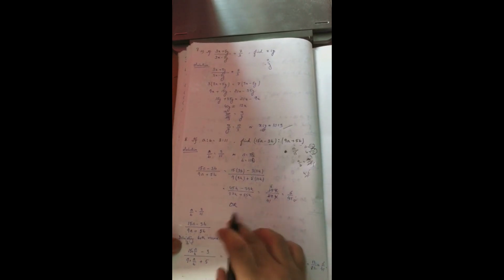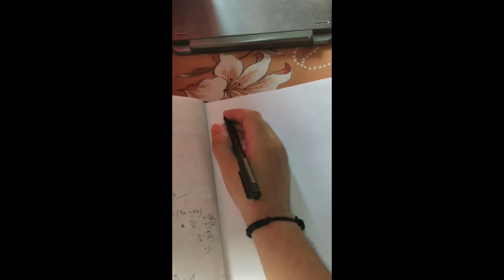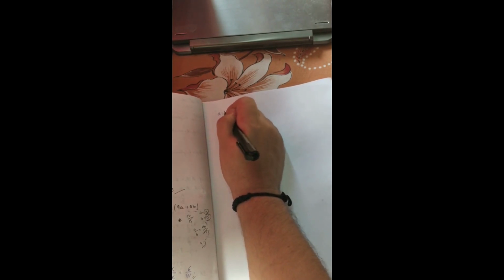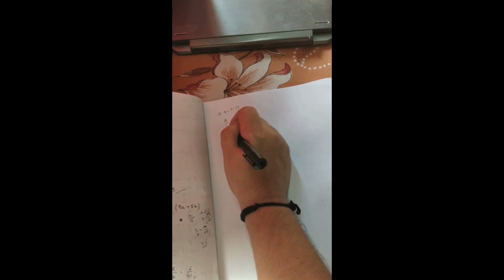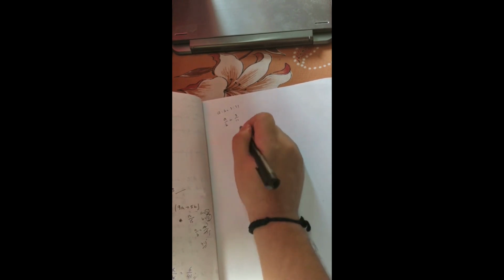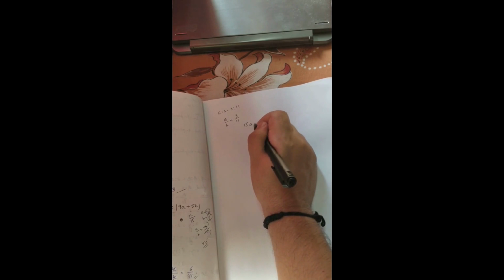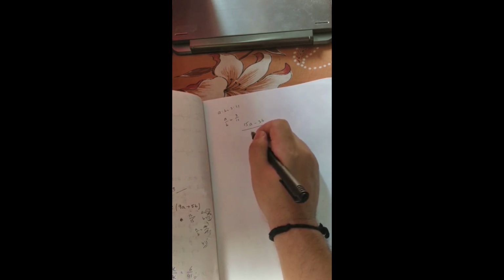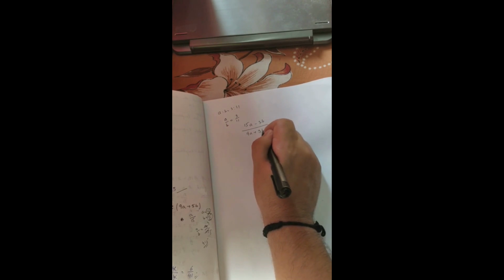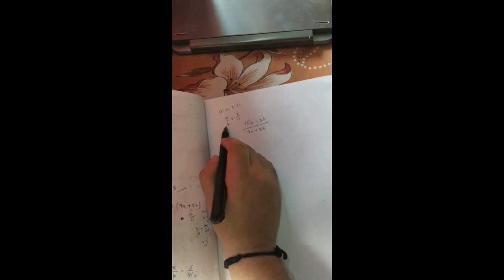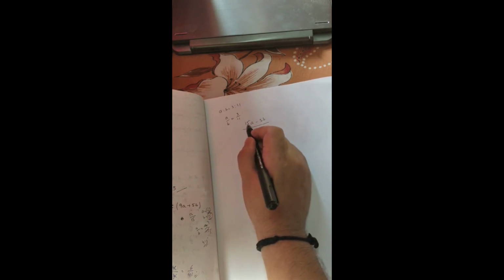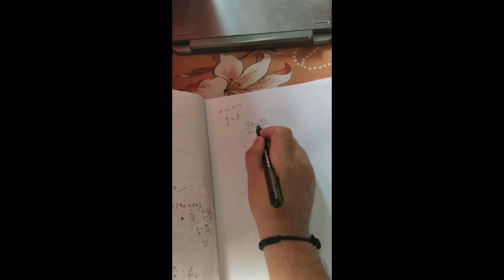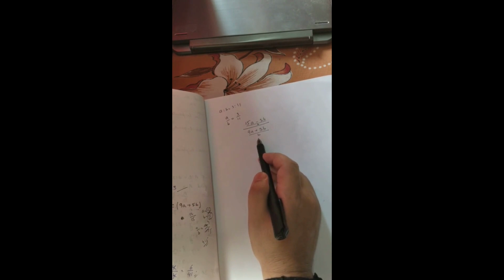There is another method of solving this. I'm doing it on the other page. Here it was given a is to b is equal to 3 is to 11. So a by b is equal to 3 by 11, and they have asked us to find the value of 15a minus 3b divided by 9a plus 5b. The value of a by b is given, so if I divide both the numerator and denominator by b, what will we get?